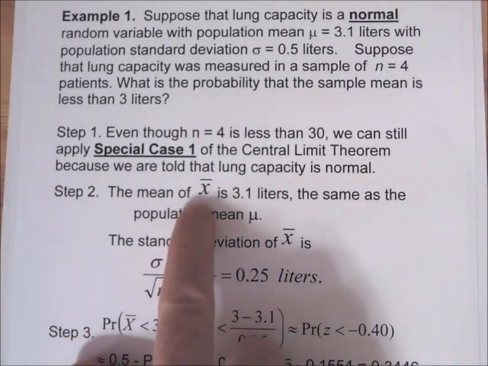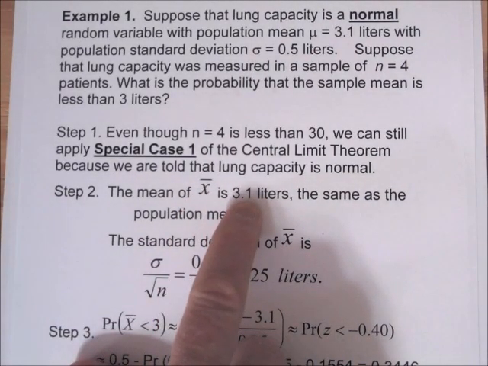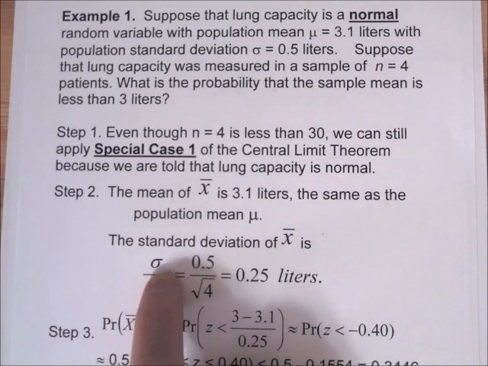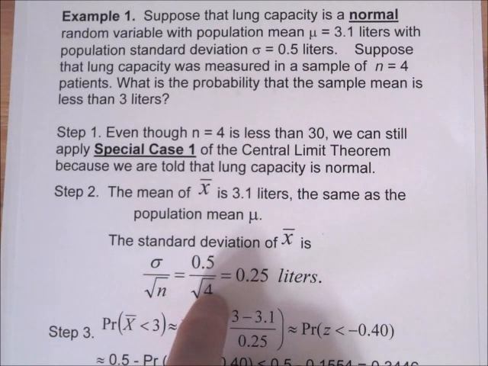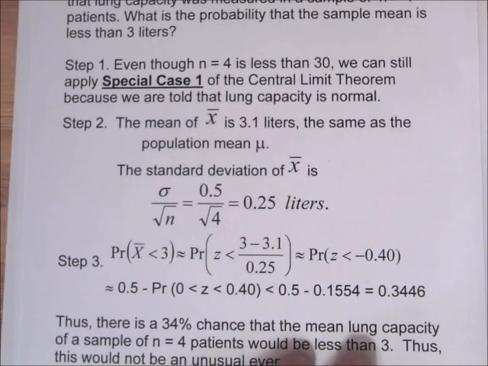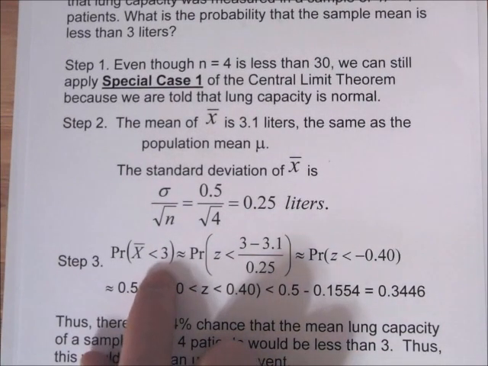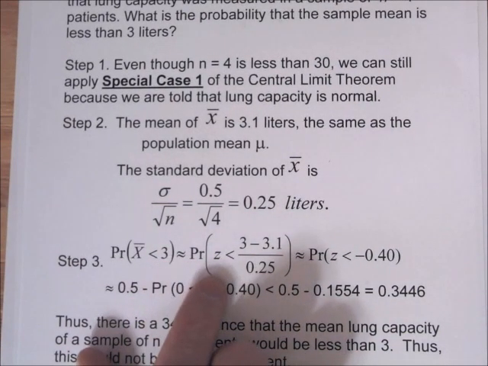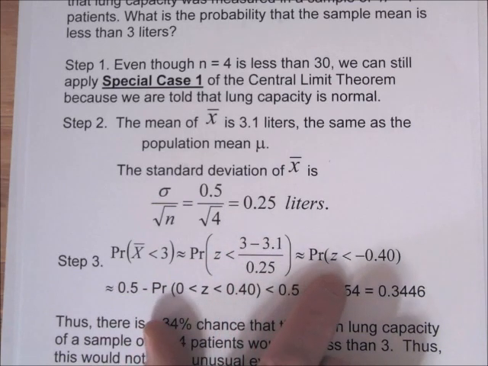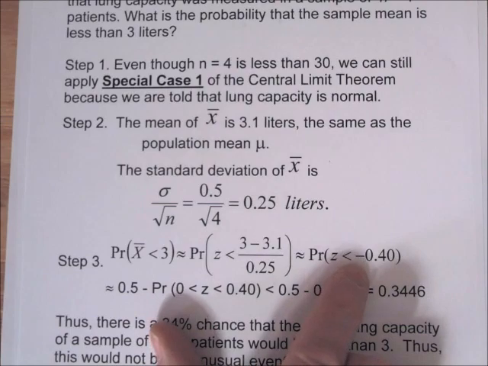Again, the mean of x bar is the same as the population mean, which is 3.1 liters. Standard deviation of x bar is the original standard deviation divided by the square root of n. So it's 0.5 divided by the square root of 4. That comes out to be 0.25 liters. And then we have the probability x bar is less than 3. Subtract the mean, divide by the standard deviation. We get the probability z is less than negative 0.40.